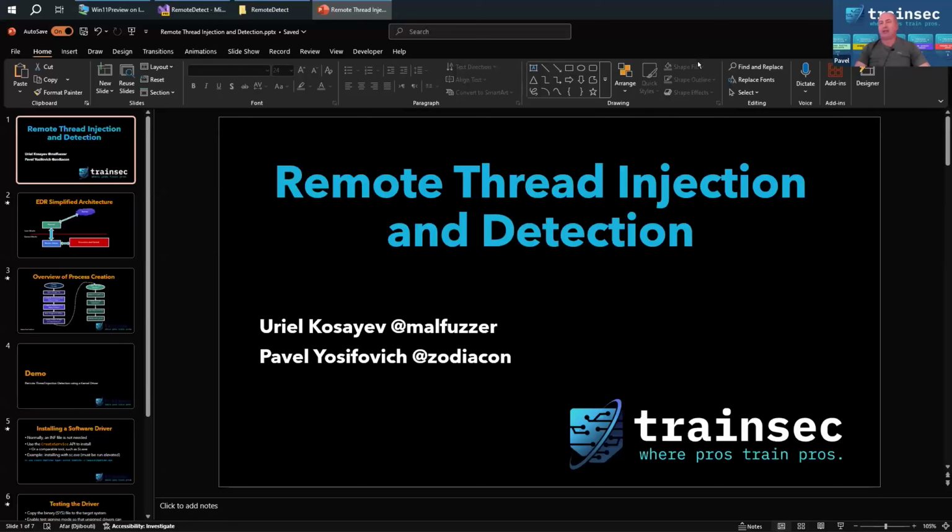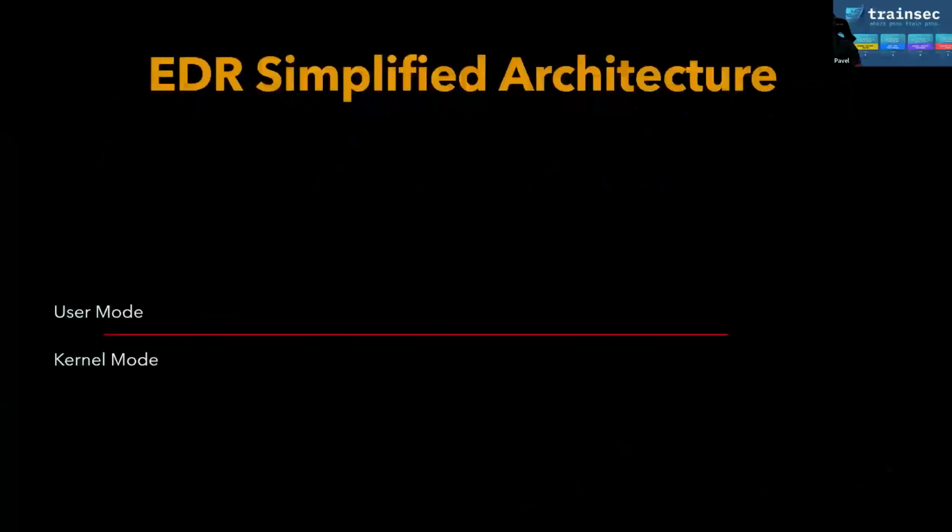The most important thing is my screen. So I want to present a few slides as well, and then go into some live coding. What I want to discuss first is the general approach that EDRs take as they are architected and deployed on a typical Windows system. So we have this little red line that separates user mode from kernel mode.